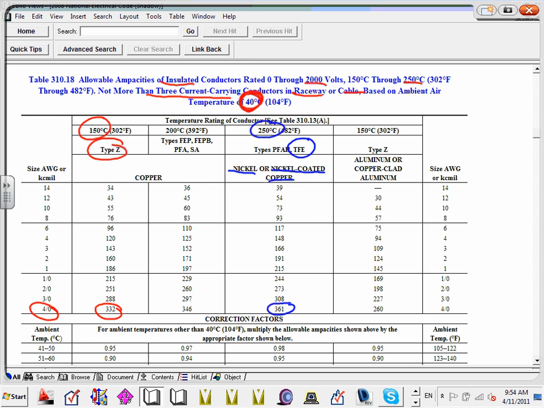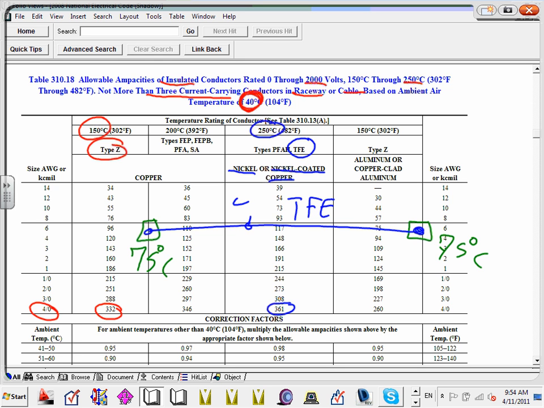Let me show you a very interesting situation. Here's a lug here, and here's a lug here. This lug is rated for 75 degrees Celsius, and this lug is rated for 75 degrees Celsius. In between them is a big fat cable that I decided is going to be a TFE cable, and this was a 4-aught. So how much current can this carry based on this situation? 361.